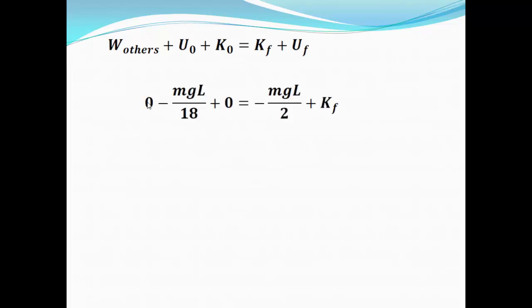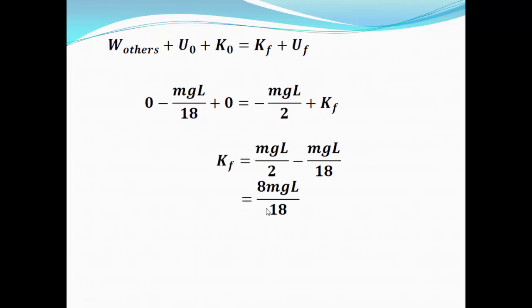Substituting the values, work done by others is 0. Initial value substituted here. Final potential energy we just derived as minus mgL by 2. Final kinetic energy as it is. Simplifying the expression, we get 8 mgL by 18. Again cancelling out, we get the final expression for kinetic energy equal to 4 mgL by 9. And this is the expression that you were looking for.